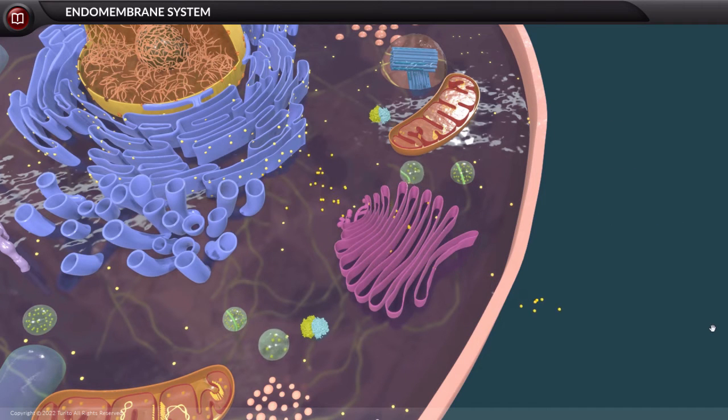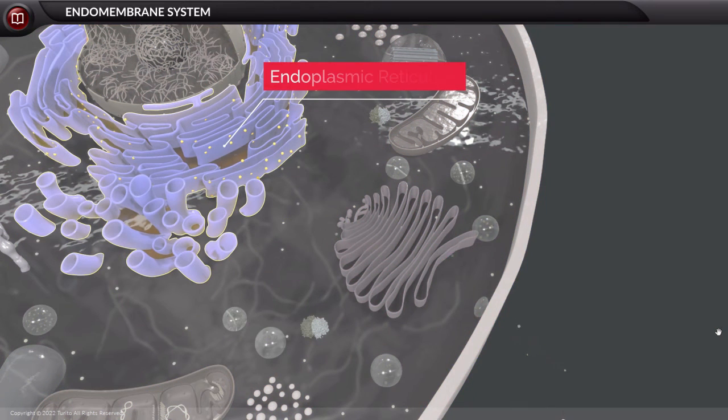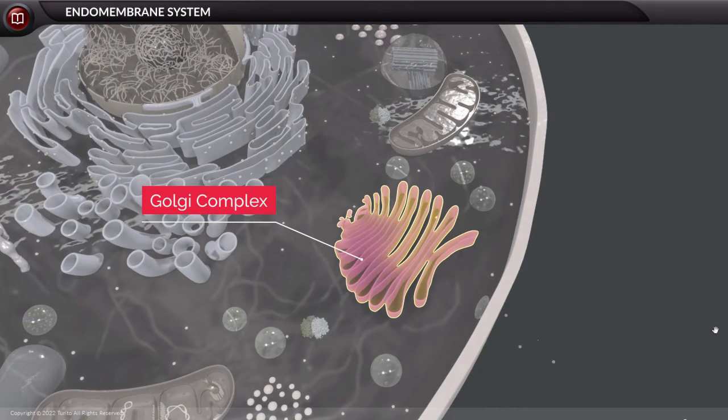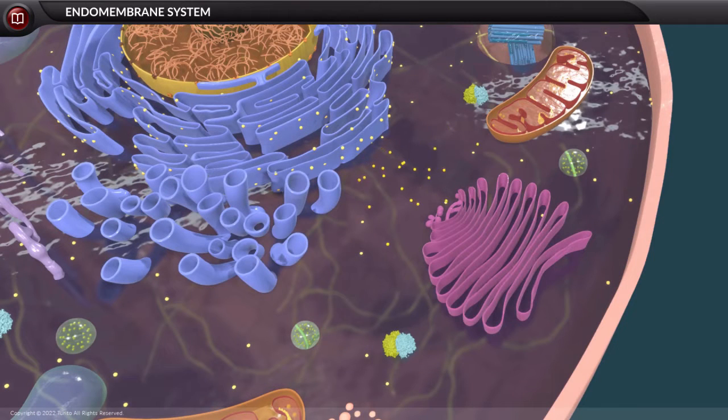The proteins and lipids synthesized in the ER are modified in the same organelle and transported to the Golgi complex. Inside the Golgi, they are sorted, packed, and destined to their targets. In short, the endomembrane system controls protein trafficking.